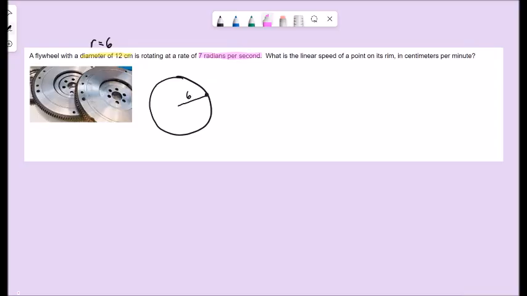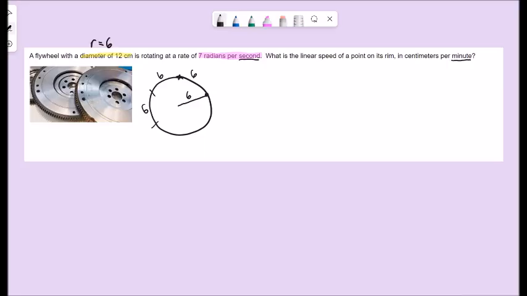What is the linear speed of a point on its rim in centimeters per minute? One thing I noticed here is it says centimeters per minute, and they gave this to us in seconds. So we're not going to be dividing here. We're going to have to multiply. So just to visualize this, every radian is going to be 6, the same length as that radius. So, 1 radian there is 6, 2 radians, 3 radians, 6. So this is going to be pretty simple.